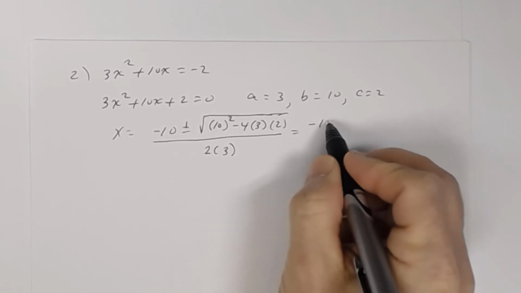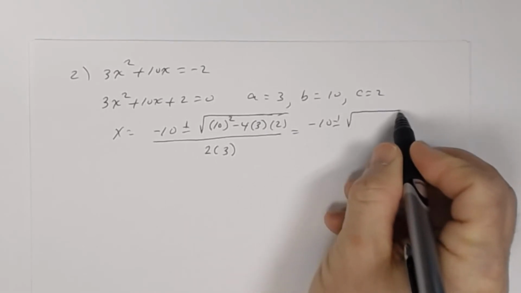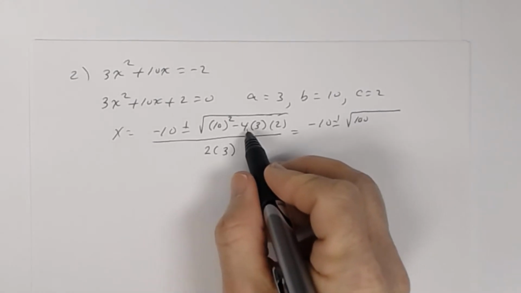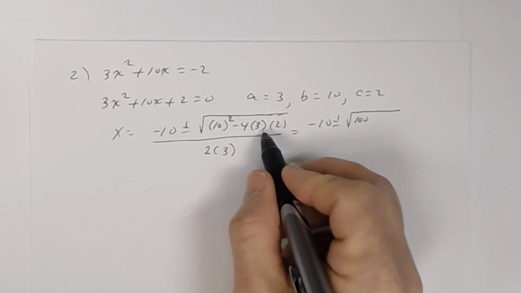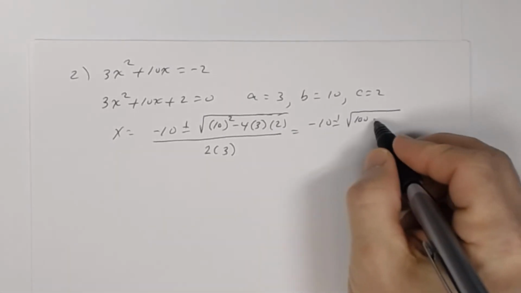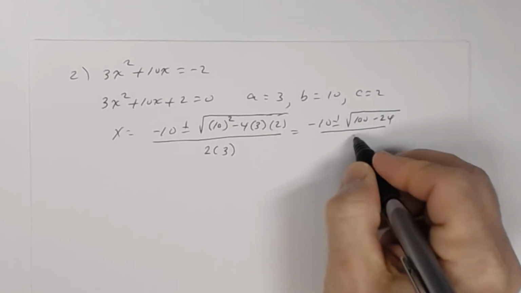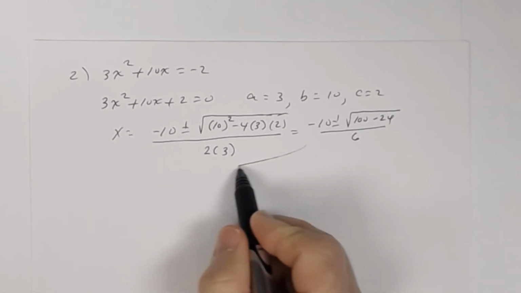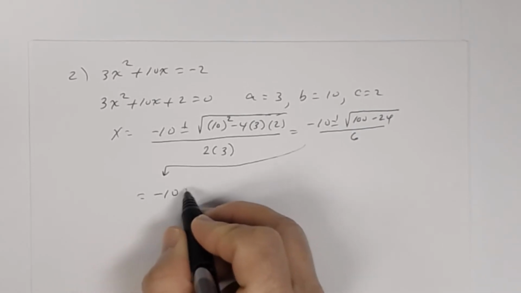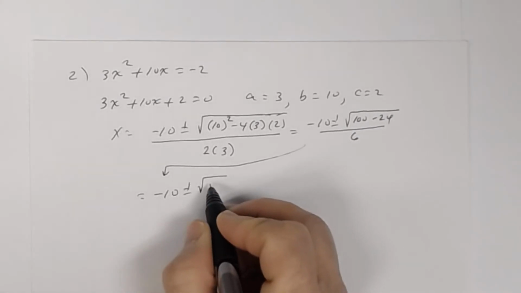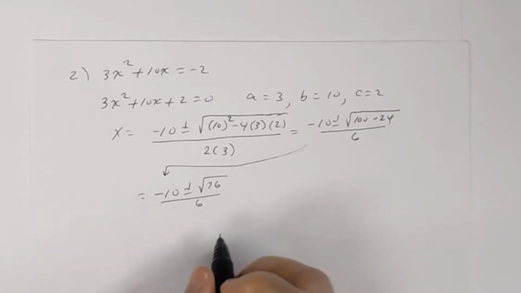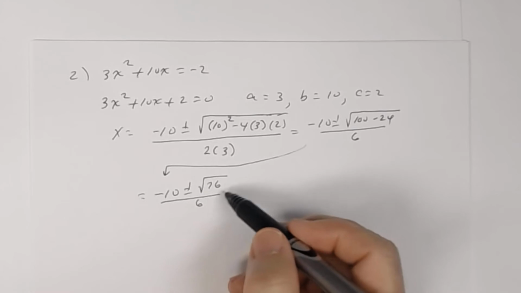So I get negative 10 plus or minus the square root of 10 squared is 100. And then a negative 4 times 3 times 2 is a negative 24, all divided by 6. And so I'm going to go ahead and just do the work here. So this becomes negative 10 plus or minus the square root of 76 divided by 6.